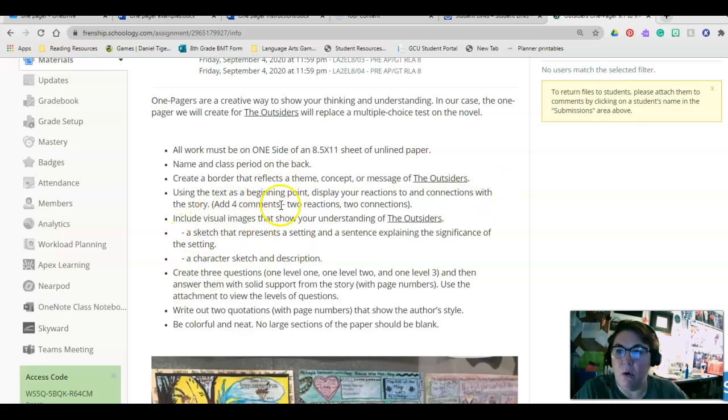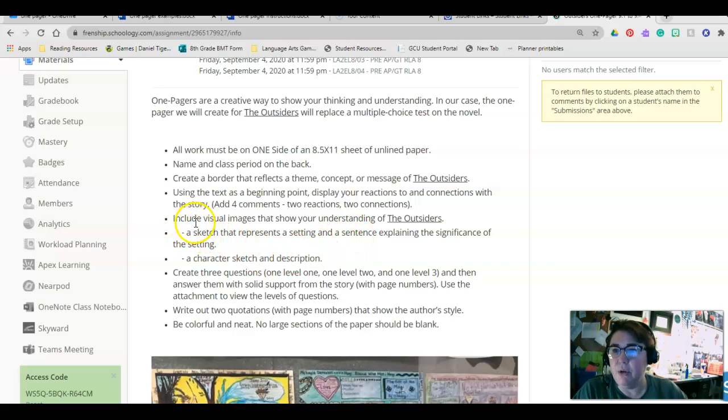So you're going to add 4 comments at least. You can have more if you want. 2 reactions. So when I read this, I felt this way, or I did this thing, and then 2 connections. I connected with this character, or I connected with this event in the plot. 2 connections that you had.